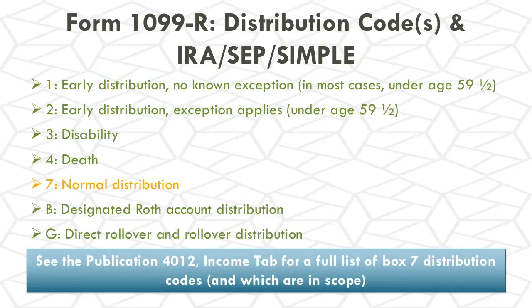So if you ever see a distribution code that is unfamiliar to you, you must always, always, always go check the Publication 4012 and verify that it is in scope. And I promise you want to do that because, as you can probably have gathered at this point in the lesson, retirement is complicated and you don't need to be trying to report a type of retirement that you don't know what needs to be done with it.